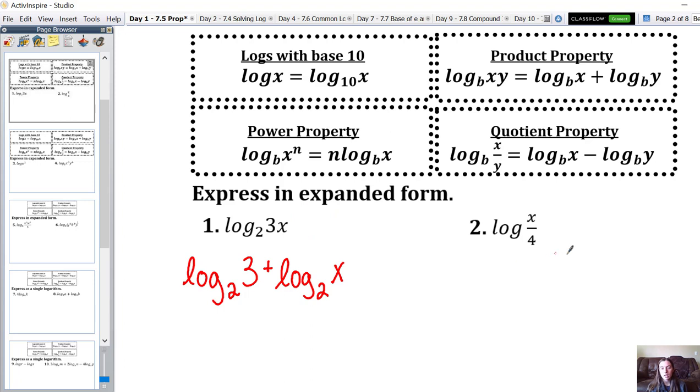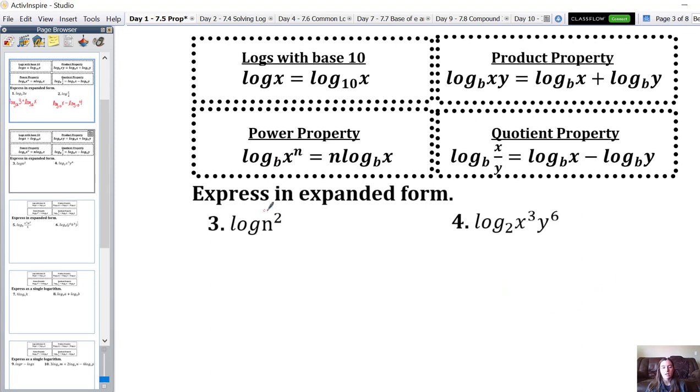there's nothing else happening. In number 2, we have log of x over 4. Notice this one does not have that base there, so we can write that base as a 10. So I'm going to start by putting log base 10, and then my numerator is going to go first. Since it's a quotient, we're going to subtract the next log base 10 of our denominator. If we had something else in the numerator besides just an x, maybe like a 3x on top, we would have log base 10 of 3 plus log base 10 of x, and then the only thing we're subtracting is what's on the denominator.